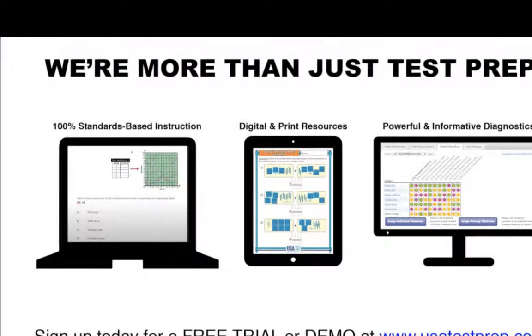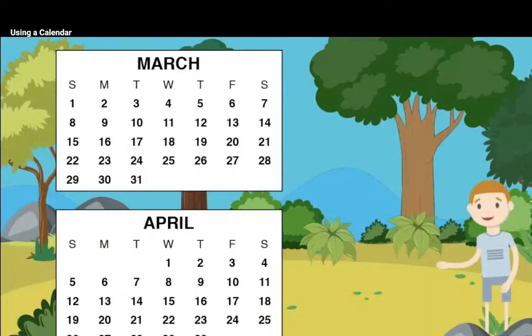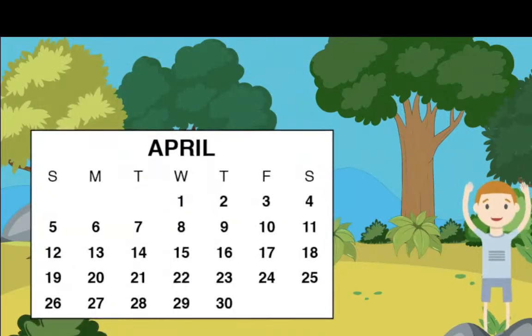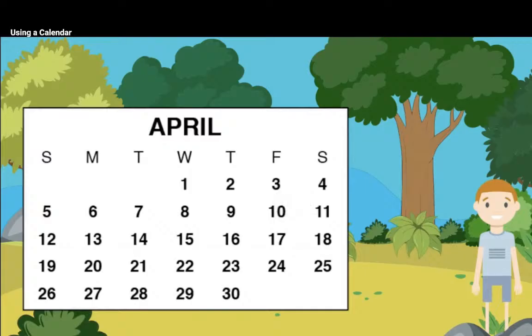After March 31st is April 1st. After March is April. The day after March 31st is April 1st. We are now in a brand new month. How many days are in the month of April? Can you all tell me how many days there are in the month of April? Here's a hint. Look at Thursday.